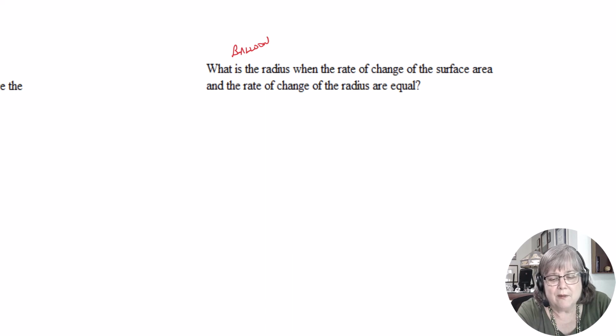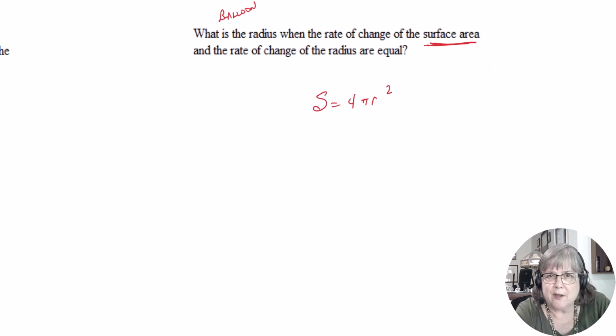Now, this one had a little clue word right here. You look for clue words. This is the surface area of a sphere, so we're not going to use the volume equation. We're going to use the surface area, and let's just call that S. So we would say S is equal to 4 pi r squared. That's the formula for the surface area of a sphere.